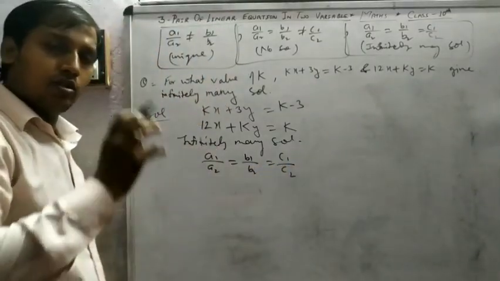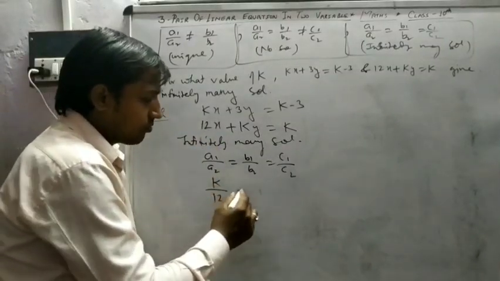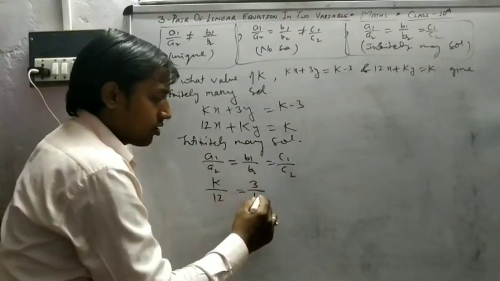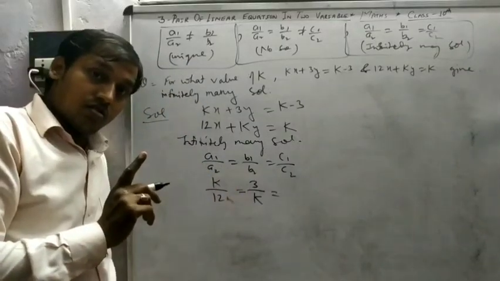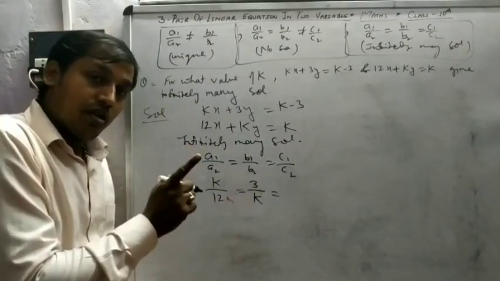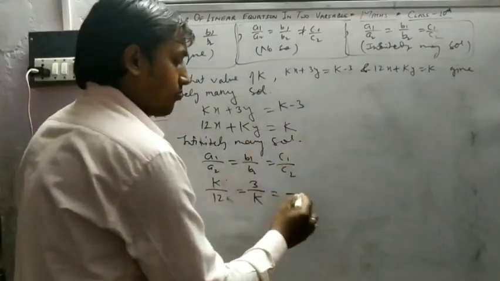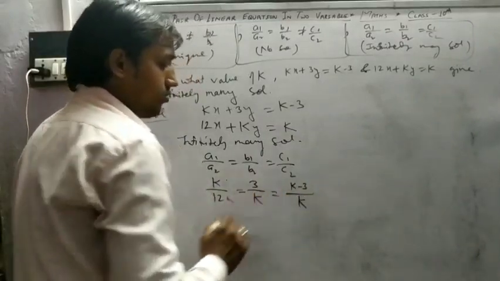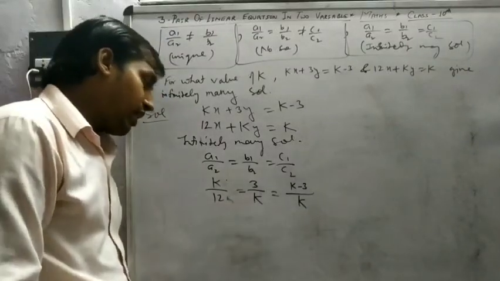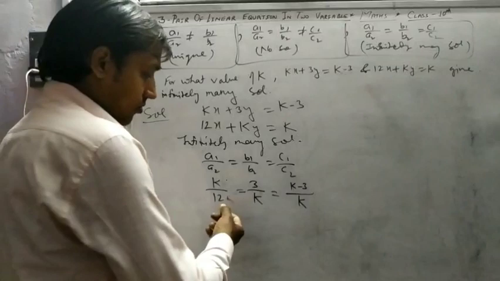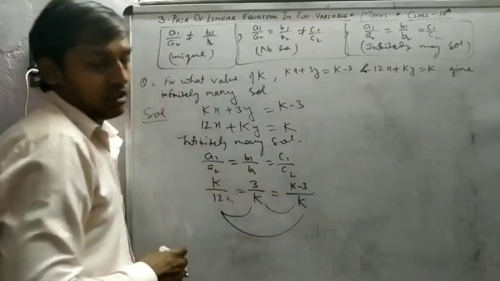When you write, always remember, don't forget in the examination hall: k upon 12, 3 upon k. Don't write x here, only write the coefficient. Okay, a1 a2, only coefficients. Many students write x y, no, only write coefficients. c1 c2 are constant terms. So here are the three equations, 1 2 3. You can find the value of k by taking first and second, or first and third, or second and third.